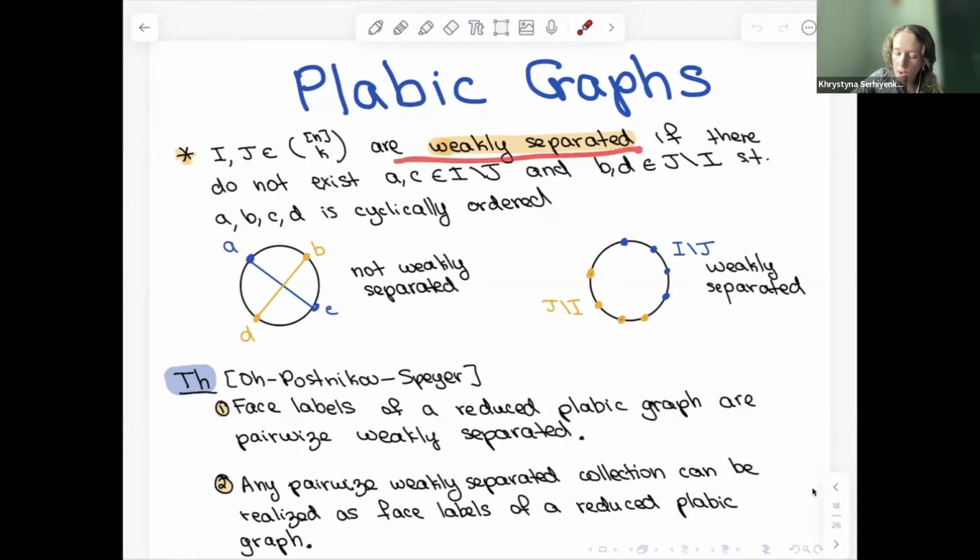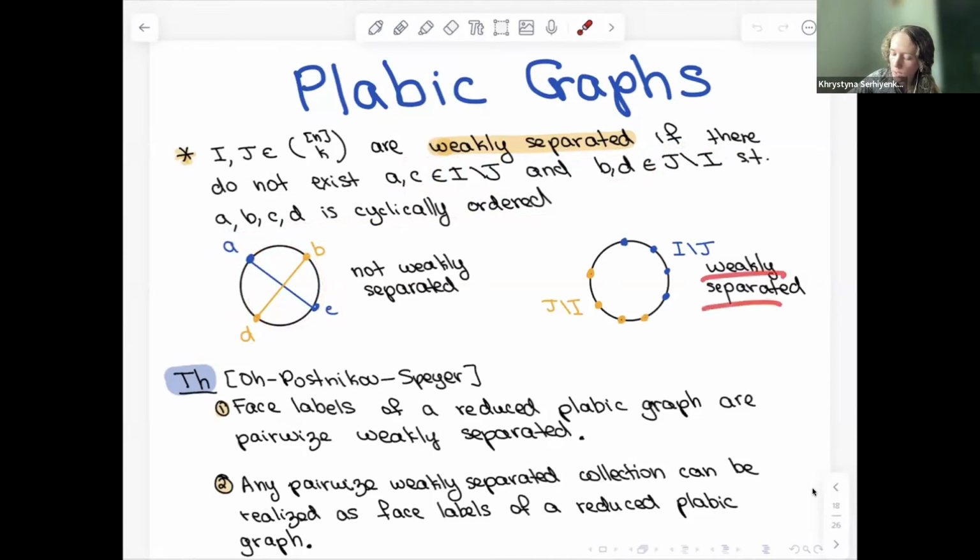And so we say that these two sets are said to be weakly separated if there do not exist elements A and C in I but not J, B and D in J but not I, such that A, B, C, D is cyclically ordered. So the picture is as follows. If you have the following picture where A and C are in one set, B and D are in the other set, and they crisscross each other, then this set is not weakly separated.